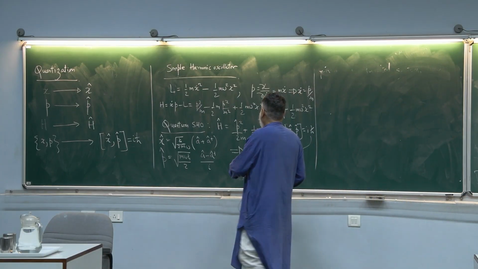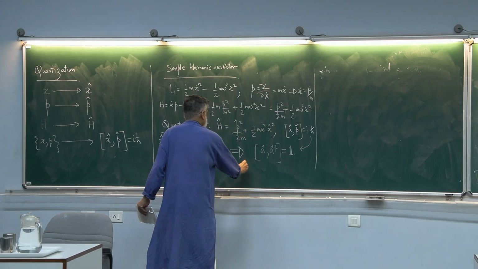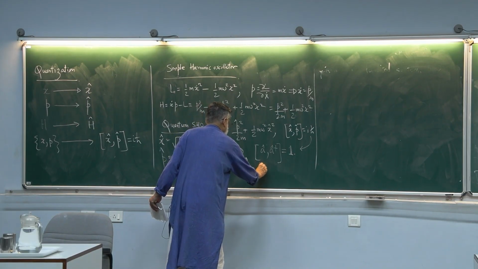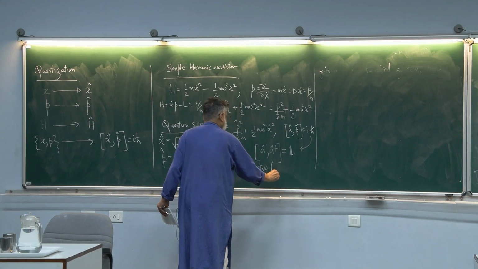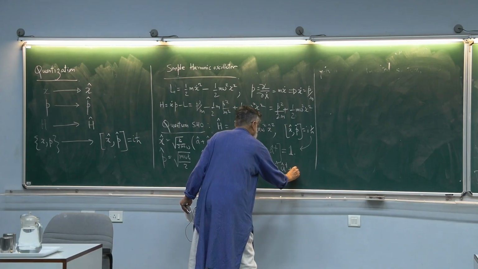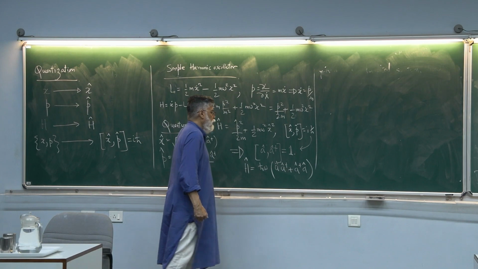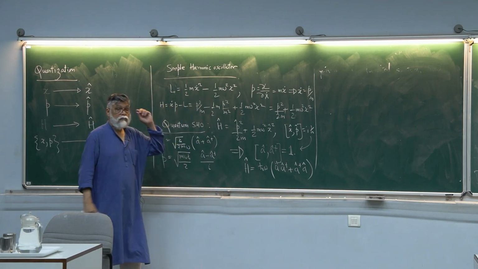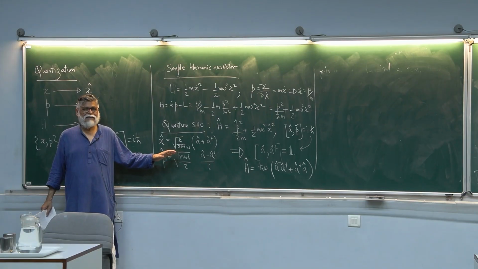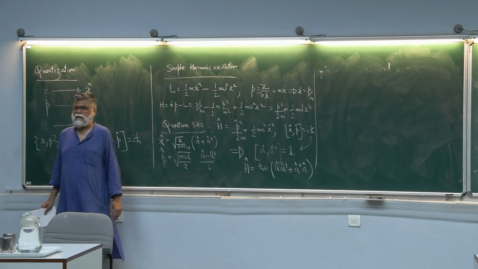So, if you now use this X and P in terms of A and A dagger, you can get the Hamiltonian. You can find that the Hamiltonian operator can be simply written as h bar omega times A dagger A plus A A dagger, okay. I'm not going through the algebra. The algebra is very straightforward and you have all done it. I'm just reminding you what happens.